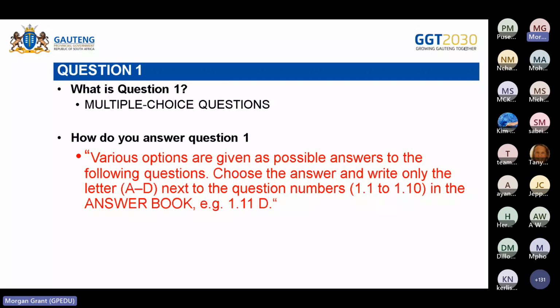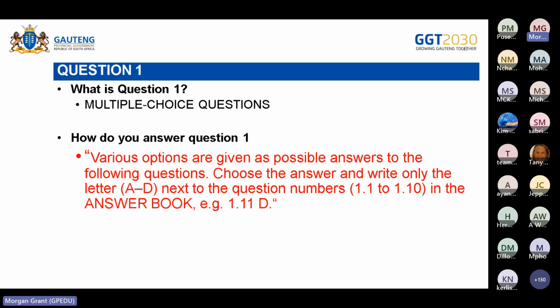It gives us an instruction. And it says there are various options given as possible answers to the following questions. Choose the answer and write only the letter A, or B, or C, or D, because some learners misinterpret this instruction itself, next to the question numbers 1.1 to 1.10 in your answer book. And then it gives you a very nice example of how you should answer it.